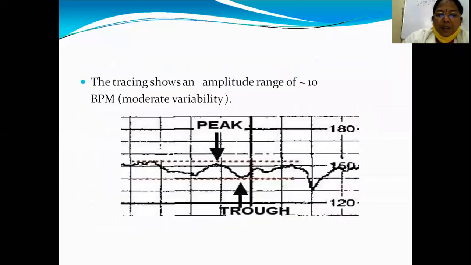Like this, the tracing shows a variability. There is a peak, it increases, then it decreases. This is a trough. So this is the variability. This is one square, it is 5 beats per minute. So this is a peak and this is a trough. So this is variable. Everywhere it goes on.